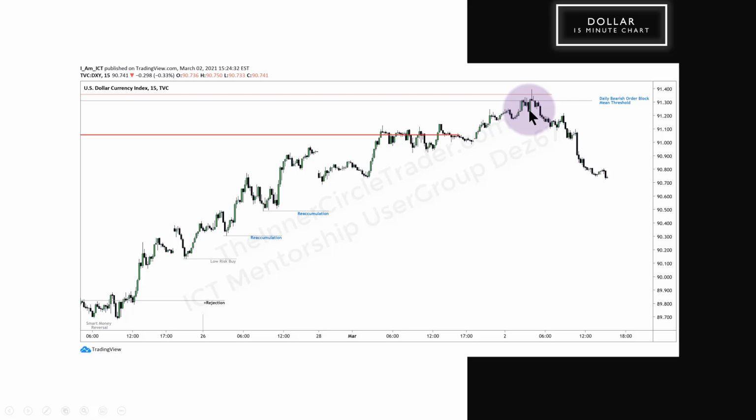You don't need that. Okay, you don't need to touch that breaker. And here's enough for the logic, and it's just below the SIBI here. Sell side imbalance, buy side inefficiency, or fair value gap.